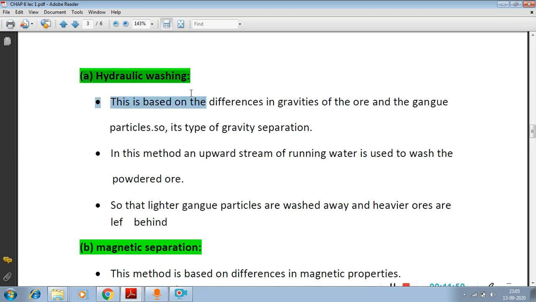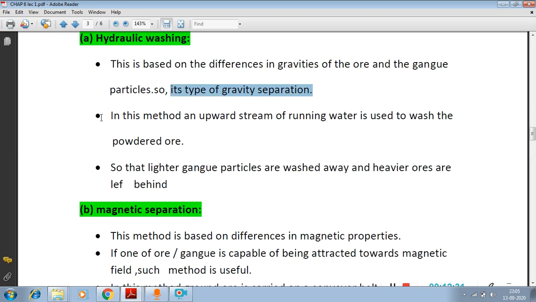First one, hydraulic washing. Now in the name itself it is given that it is washing, and hydraulic means washing by pressure. So this method is based on differences in gravities of ore and gangue. This sentence is very important. The method is based on the differences in gravities of ore and gangue. So it is a type of gravity separation.